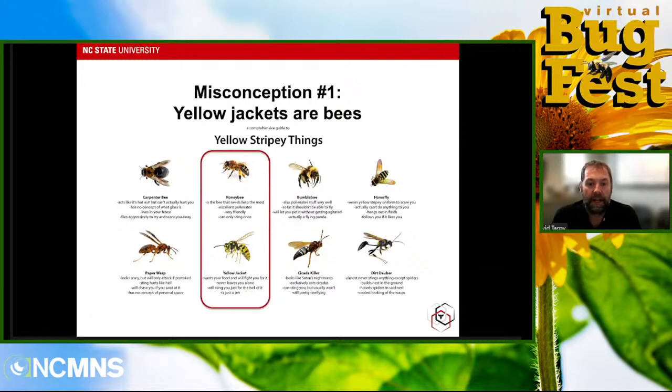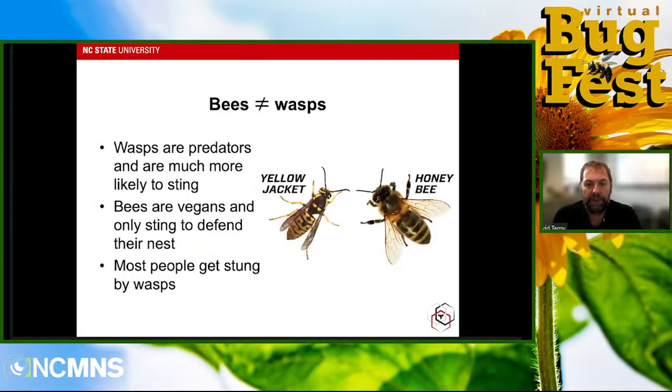And in fact, yellow jackets are a type of wasp, and they often give honeybees a really, really bad name. But really, they're very, very different. And there's a reason why most people in their interactions with yellow stripy things are fairly negative. And that's because most of the wasps are predatory, that they're predators like these yellow jackets, and they're much, much more likely to sting.